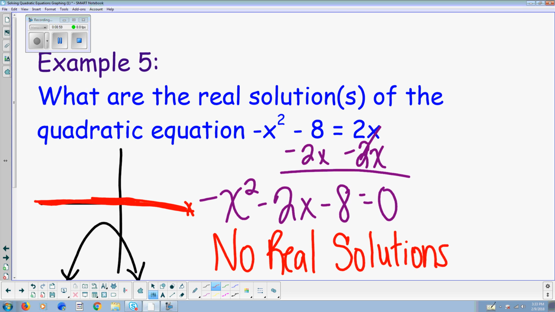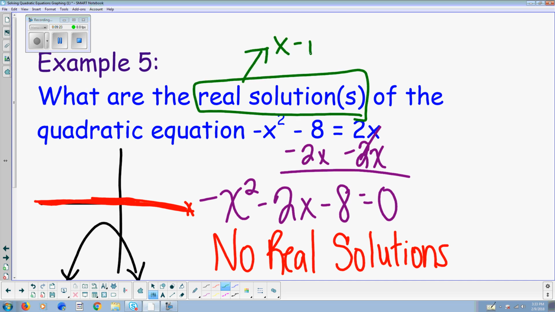We will not say that there's no solution. There are indeed solutions to this quadratic equation. However, the solutions that we would have to find here involve imaginary numbers. They're not real solutions. So this is what I need you to take away. Real solutions are the x-intercepts of the graph. If there are no x-intercepts, then there are no real solutions. There are solutions. They are just going to be imaginary solutions.